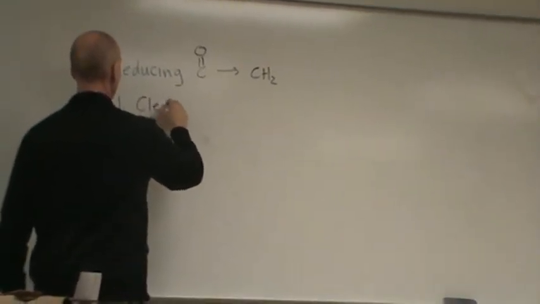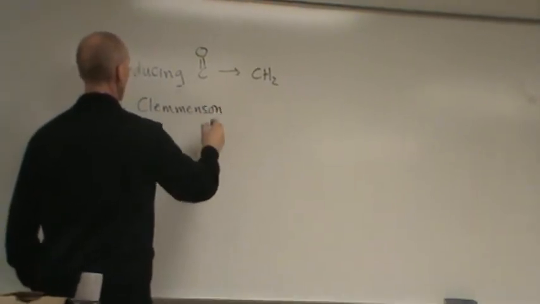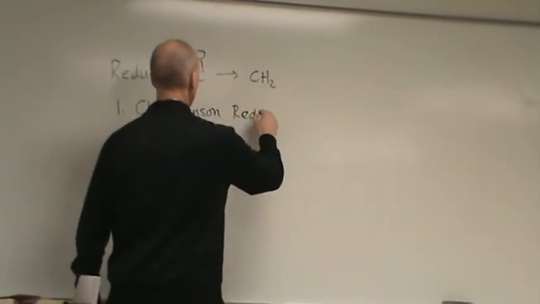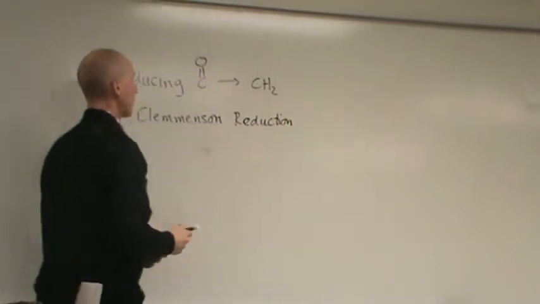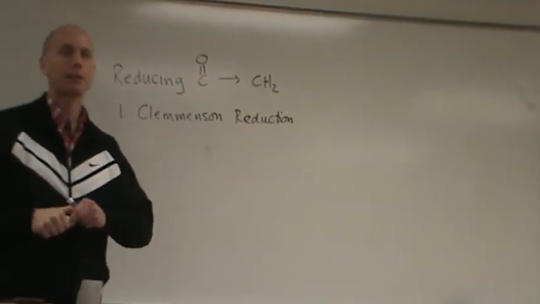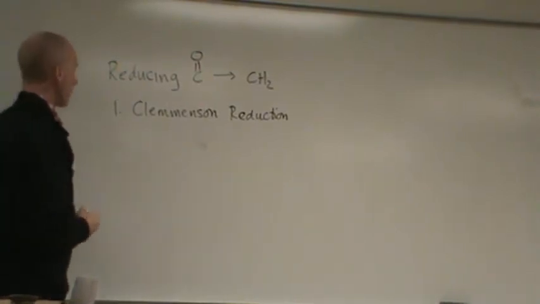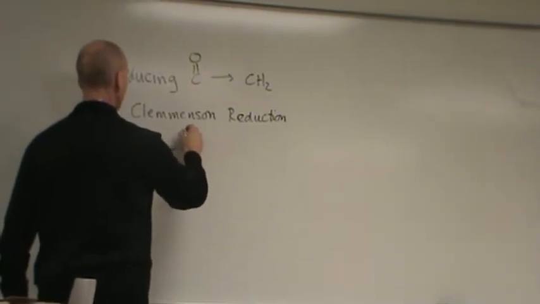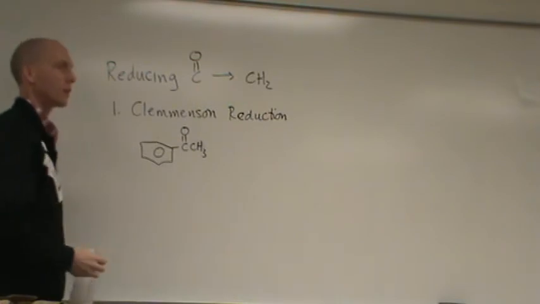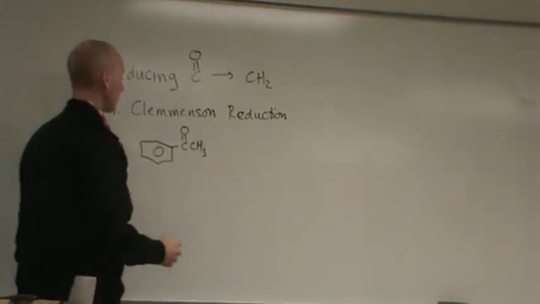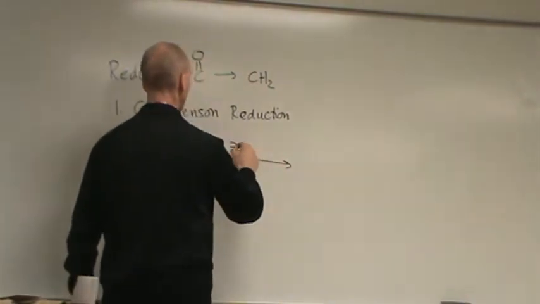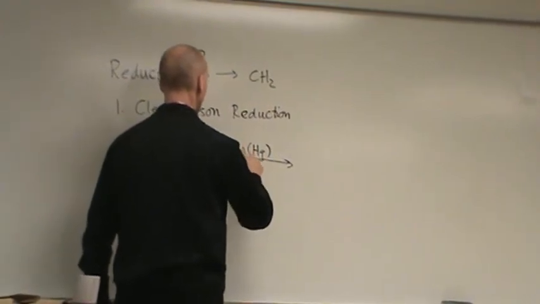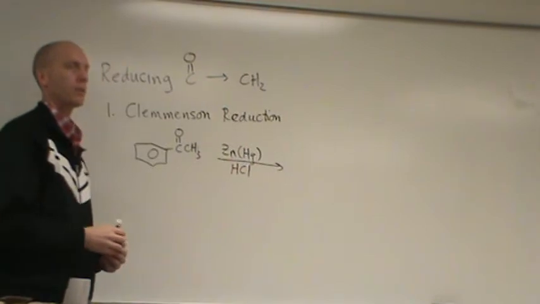First way is what's called the Clemmensen reduction. Remember we did this back in benzene chemistry, where we had an acyl group on a benzene ring, and then we reacted it with zinc and mercury and HCl. Remember that reaction?